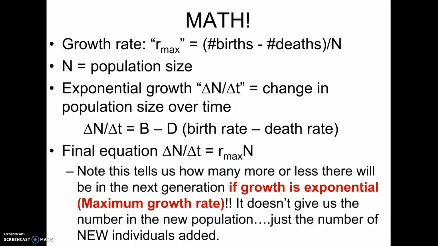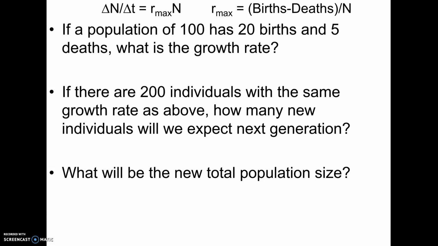So let me show you what this looks like in action, so to speak. A population of 100 has 20 births and 5 deaths. Let's start with what's the growth rate. So the growth rate for that population, if that's 20 births and 5 deaths per generation, would literally be births minus deaths over the size of our population, which is 100, and our growth rate, R max, would be 0.15. That would be R max. In other words, it's growing by 15% per generation.